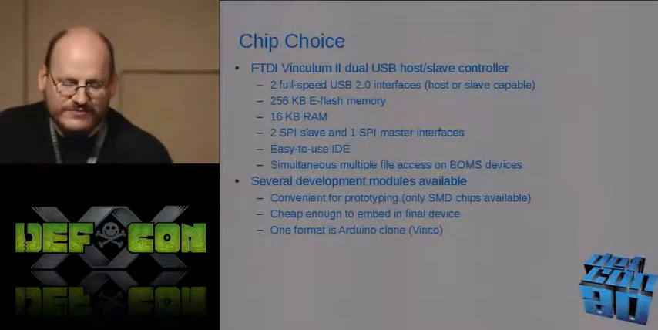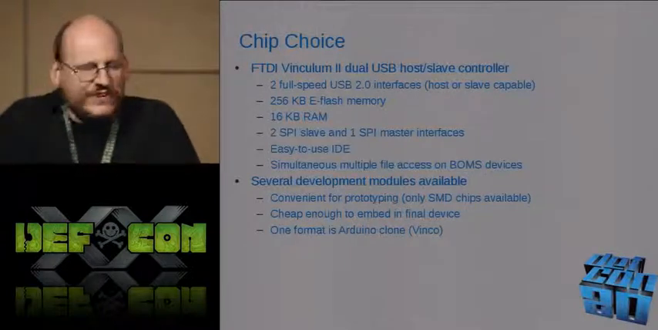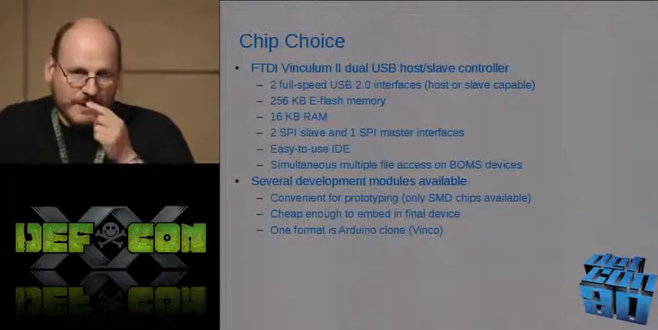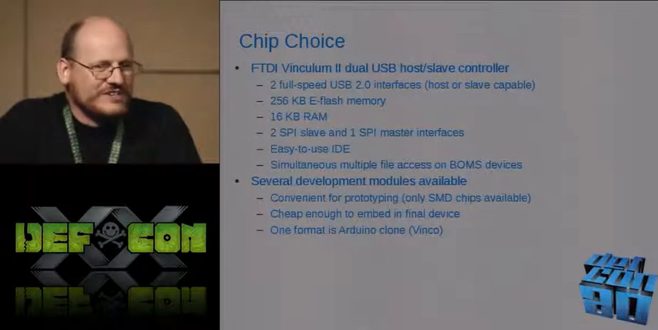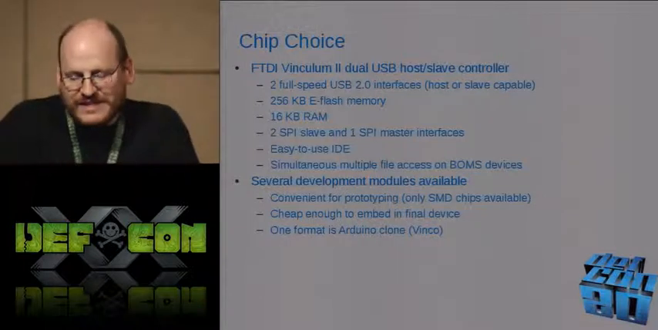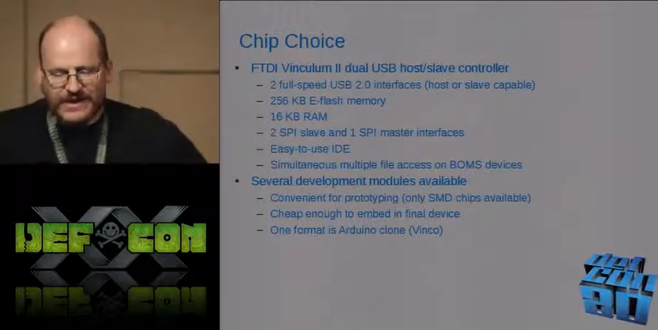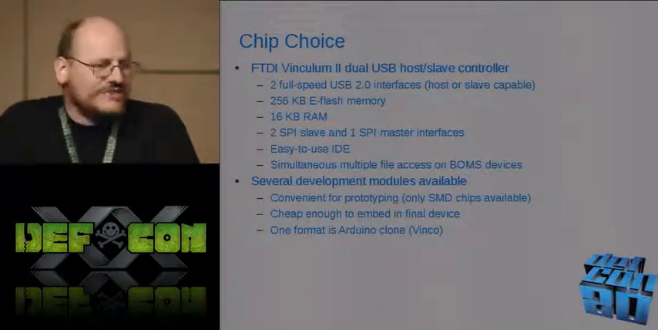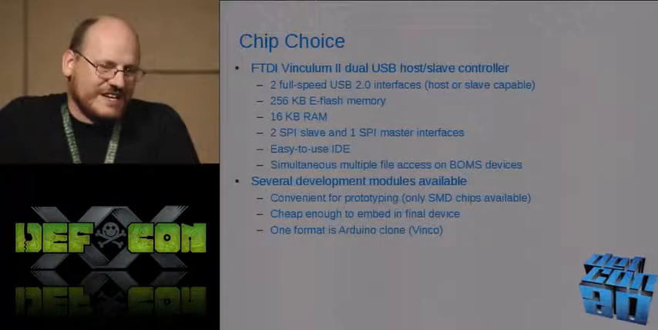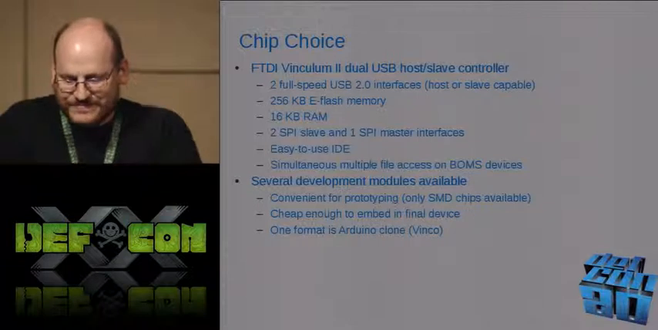So how does this work? These Vinculum 2 chips allow for 2 full-speed USB 2.0 interfaces, which can be host or slave interfaces. The chip also has a whopping 256K of flash memory, which if you don't do microcontrollers doesn't sound like a lot, and if you do, it does. 16K RAM and normal microcontroller kind of stuff. They have several development modules available, which is a good thing because they only provide their chips in surface mount technology. So it can be a real pain in the butt for prototyping and things like that.